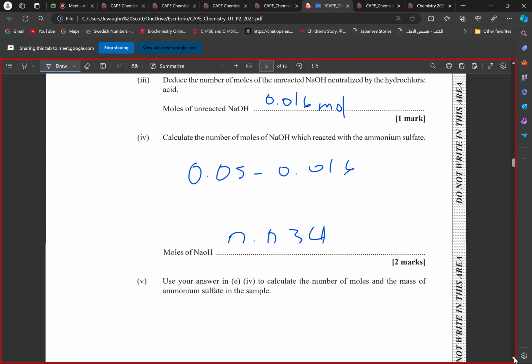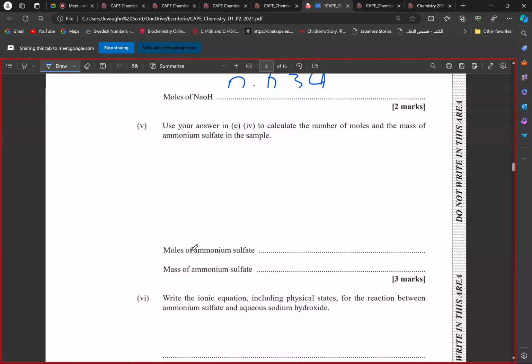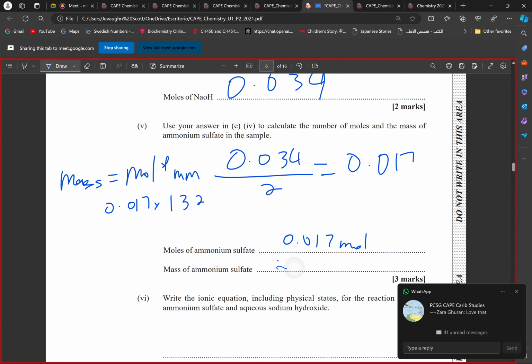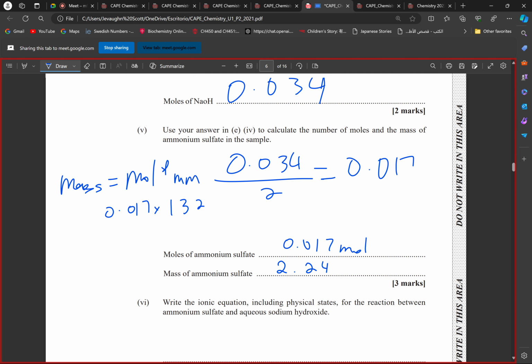Right, so what we're going to be doing now is taking that 132 that we get for the mass of our ammonium sulfate. The 132, I'm timesing it by 0.017, and that should give us 2.244, and this is in... what's the unit?